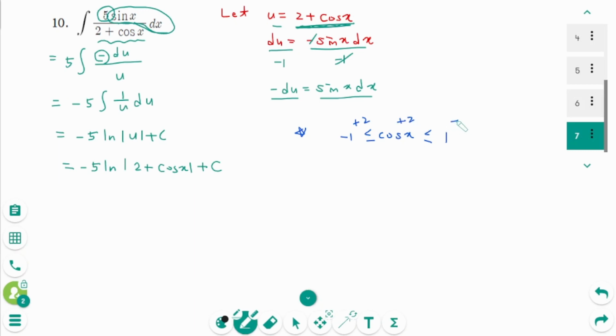each side, 1 is less than or equal to cosine x plus 2, which is less than or equal to 3. So cosine x plus 2 is always positive. Now we can rewrite as minus 5 ln bracket 2 plus cosine x close the bracket plus c, not the absolute value sign.